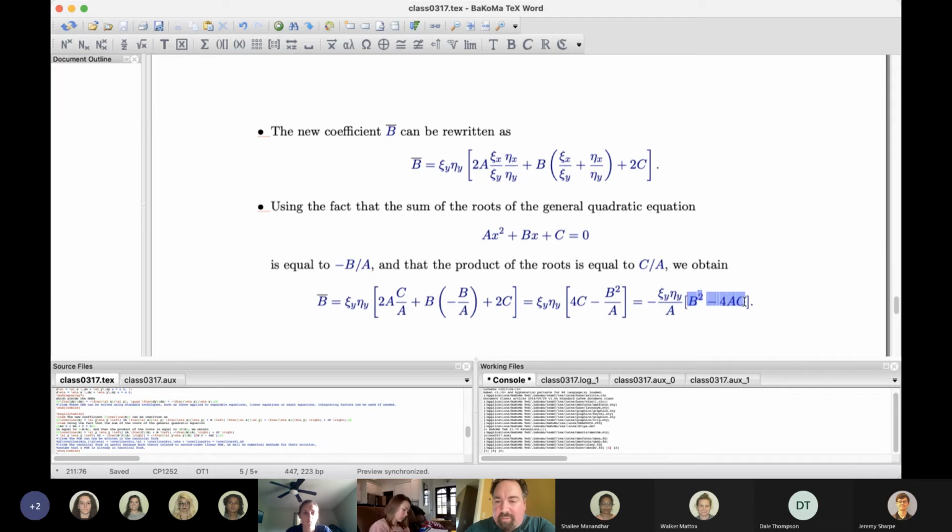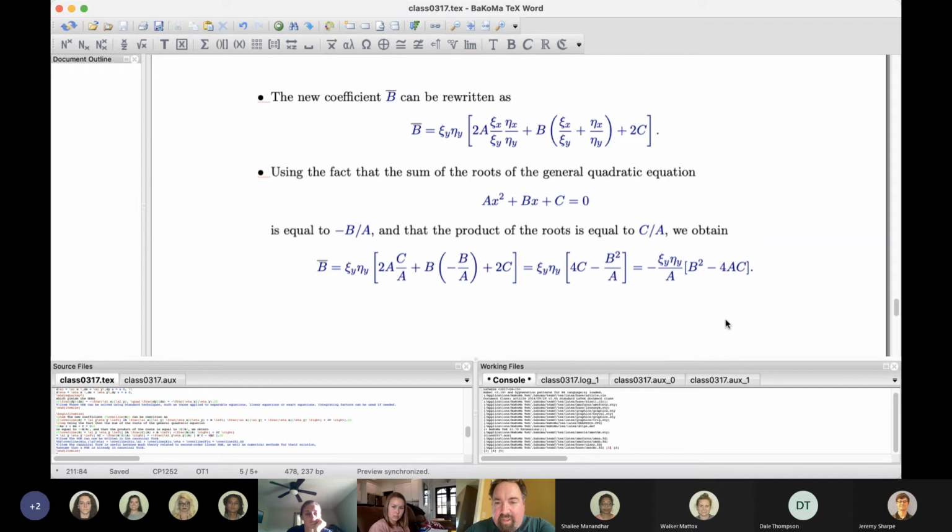What do you get? You get the discriminant, which you already know is positive. And then times this scaling factor here. So this is your formula for the new coefficient, for the coefficient b bar in your new PDE. So once you figure out xi and eta, you can just jump directly to this. And you already know that a bar and c bar are 0. That was by design.